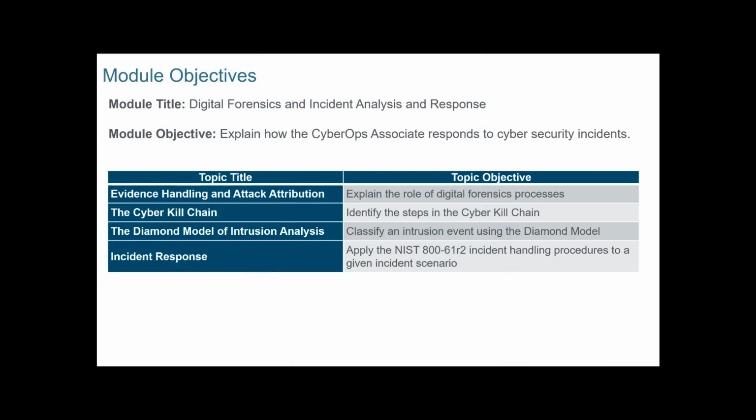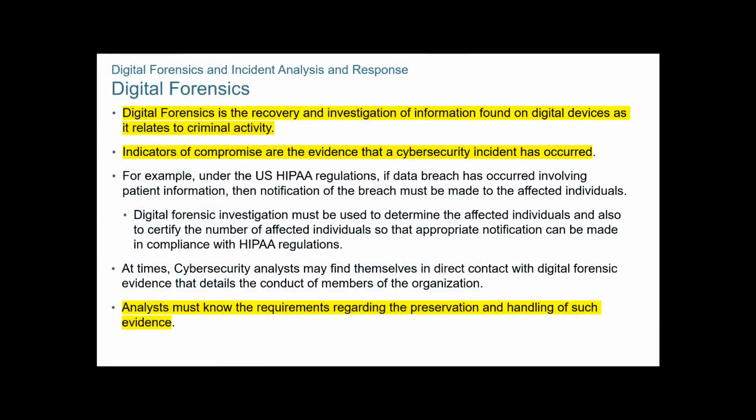actual incident response and evidence handling. And I think many of you either taught or have taken digital forensics. So digital forensics is a recovery and investigation of information found on digital devices as it relates to criminal activity. We talked about indicators of compromise early on. So an indicator of compromise is the evidence that a cybersecurity incident has occurred. It gives the example of a data breach, HIPAA data breach occurred.